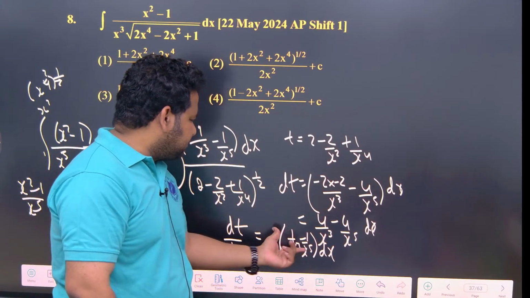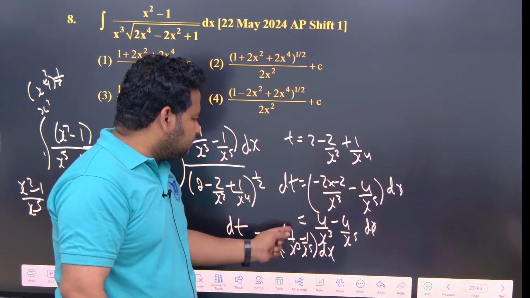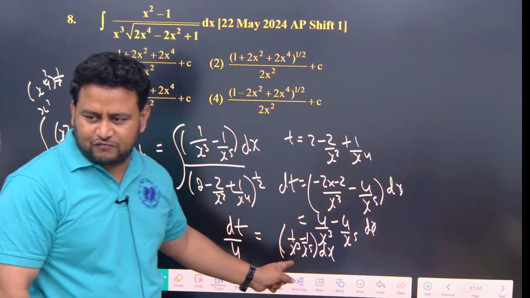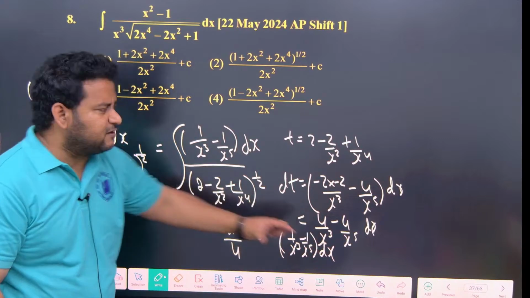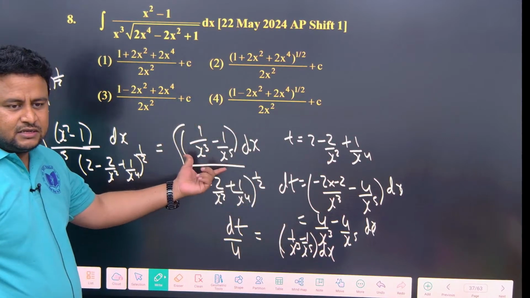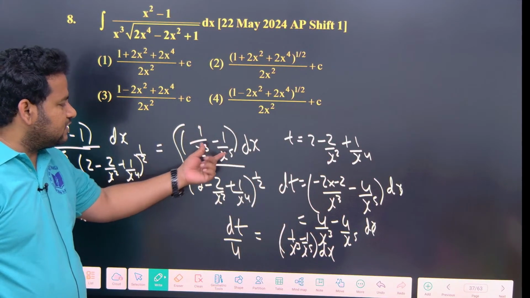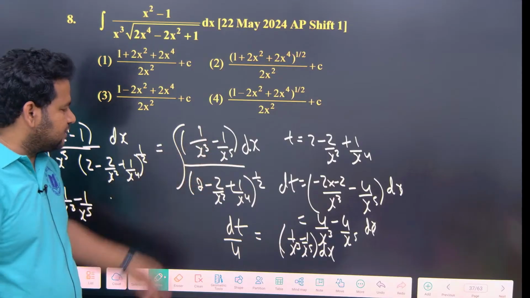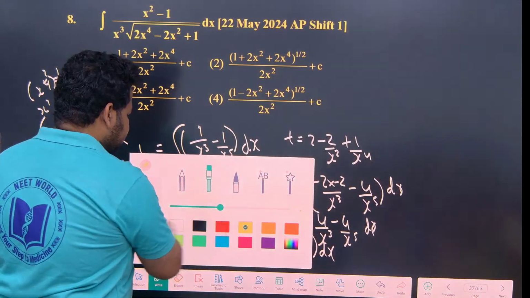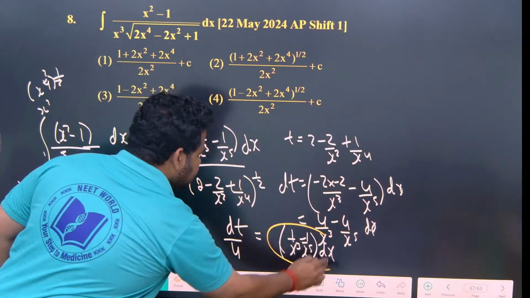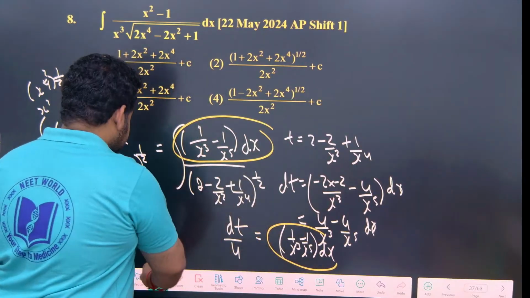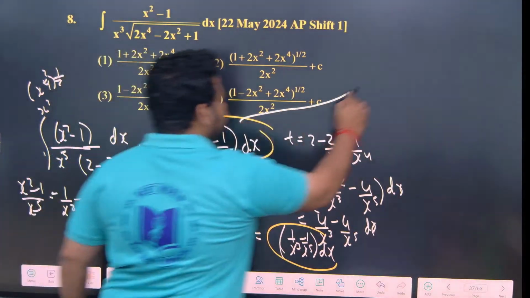See, this is what is giving me dt by 4 is equal to 1 by x cube minus 1 by x power 5 dx. Now this is nothing but the denominator. We got the denominator, so this will become dt by 4. This entire thing is same as here. See here, this one and this one are same. So this entire thing I can make as dt by 4.